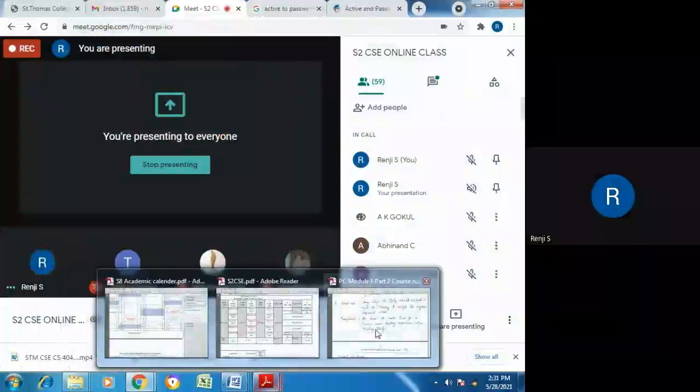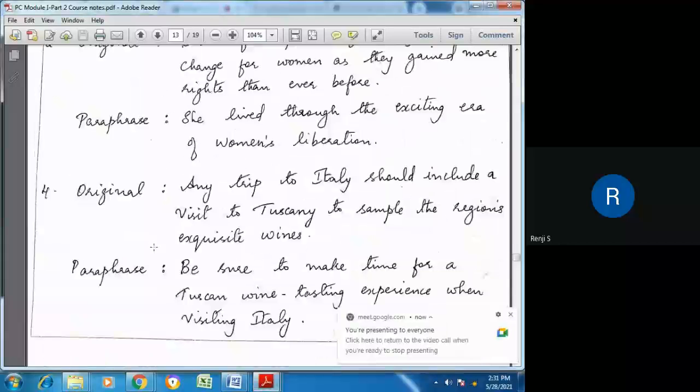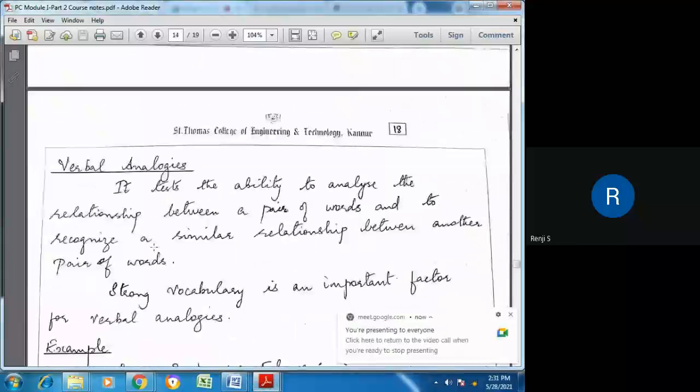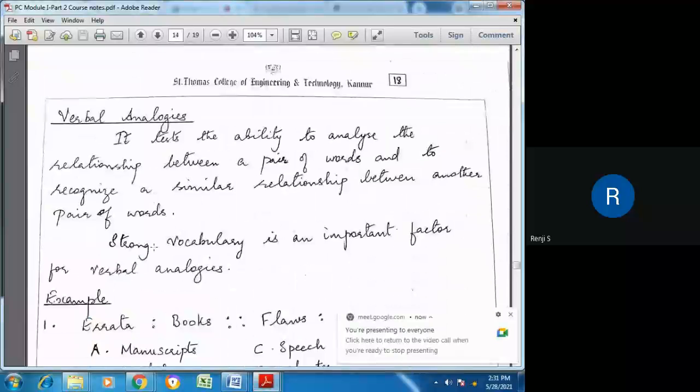Now, let us move on. So that is about paraphrasing. Next, the next topic is verbal analogies. Now, what do you mean by verbal analogies?